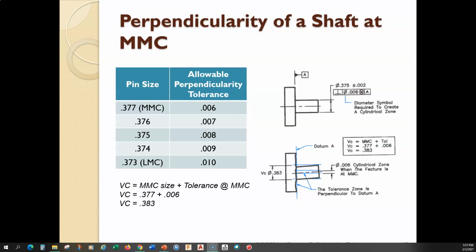So if I was to ask you, hey, we made this pin, we have a whole bunch of pins that just came off the assembly line, and I grab one of them and measure it with a caliper and find that the pin size is 0.374. What would be the allowable perpendicularity tolerance for the pin with a size of 0.374 inches in diameter? Well, it would be 9 thousandths allowable perpendicularity tolerance. Okay, see how that works?